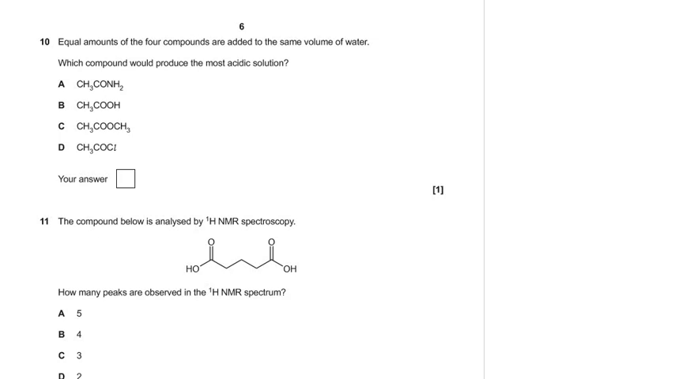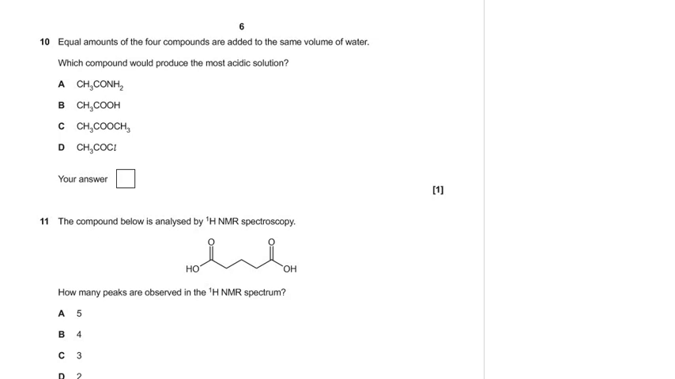Right, question 10. We're over halfway there, ladies and gentlemen. So equal amounts of the 4 compounds are added to the same volume of water. Which compound would produce the most acidic solution? And they've given us here 4 options. So we've got what would appear to be a primary amide, a carboxylic acid, an ester, and an acyl chloride.